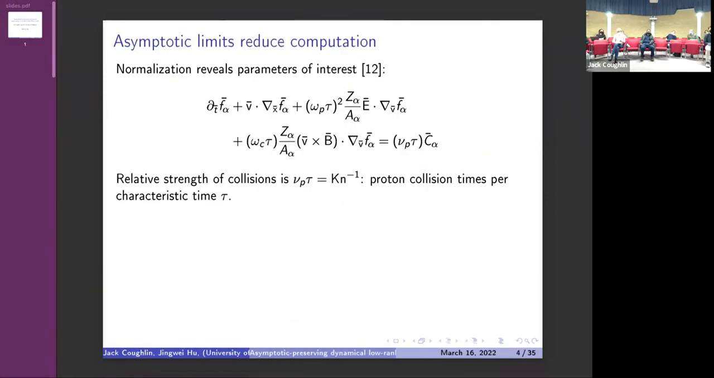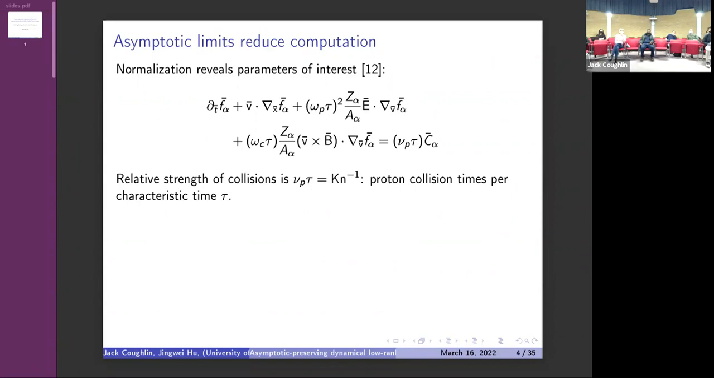Just as in neutral fluids, there are many asymptotic limits that can help us solve these equations more effectively. I'm just going to throw this normalization up here on the screen, and there are a lot of physical constants here, but if you do this and introduce your characteristic time scale, tau, and a length scale, it reveals three natural frequencies of the plasma dynamics. The first is omega p, the proton plasma frequency. That's basically the frequency of a natural harmonic oscillator under the electrostatic forces that are present.